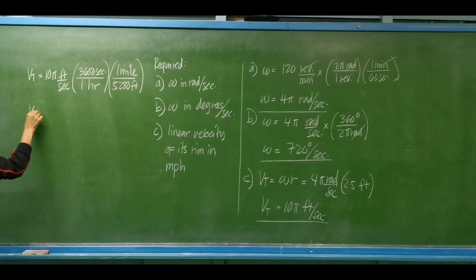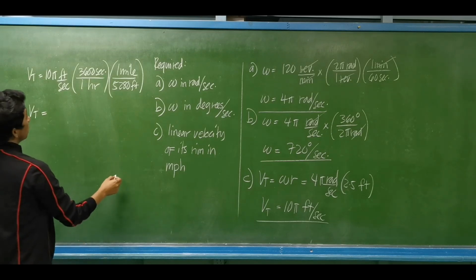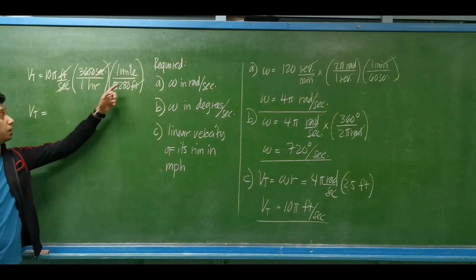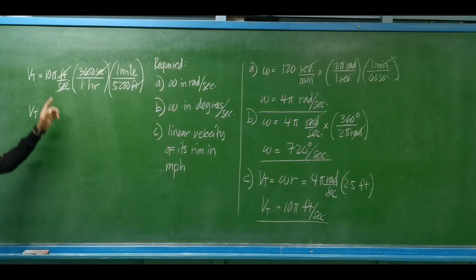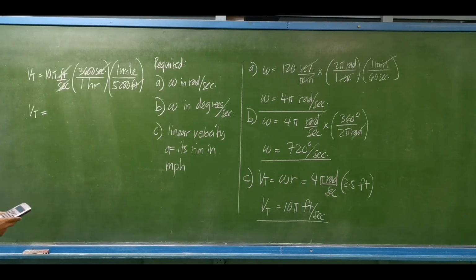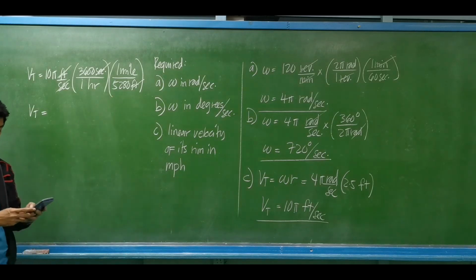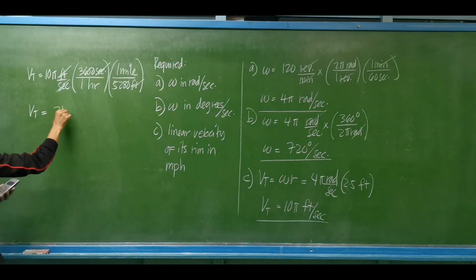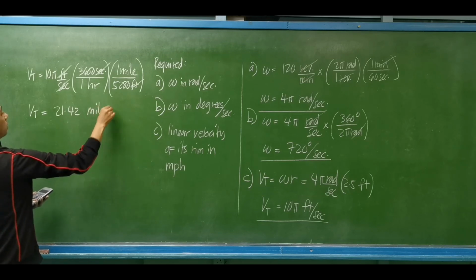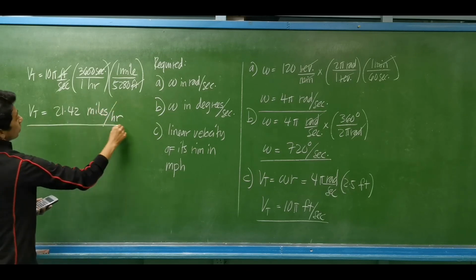So we have now the equivalent of the linear velocity of its rim. We are cancelling feet, then the seconds, so the remaining unit will be miles per hour. This is the same as 10 pi multiplied by 3,600 and divided by 5,280. I think we need our calculator. We have that as 21.42. This is now in terms of miles per hour.